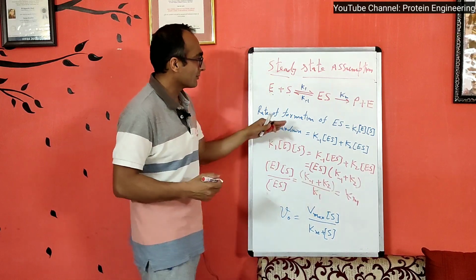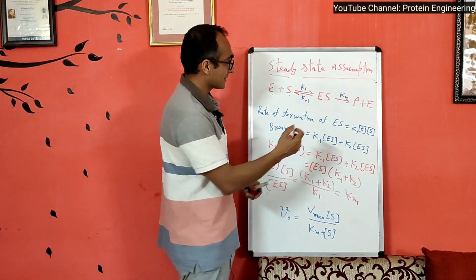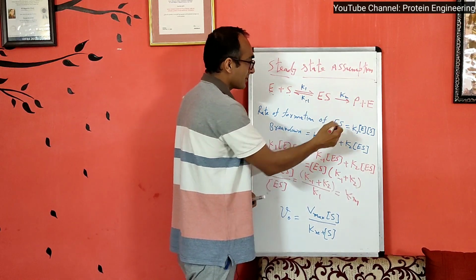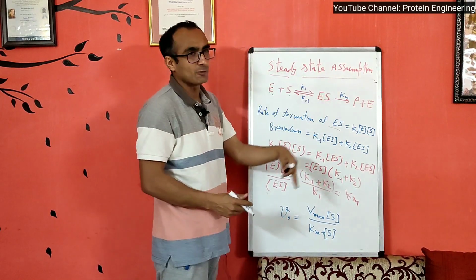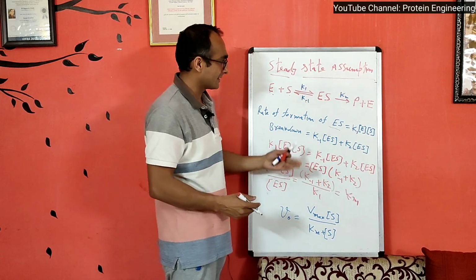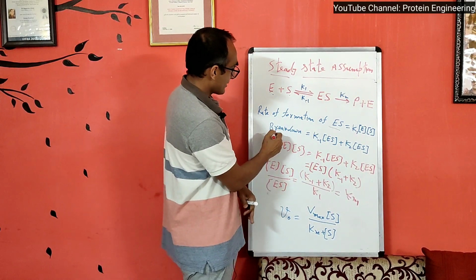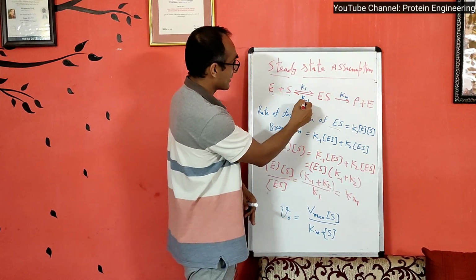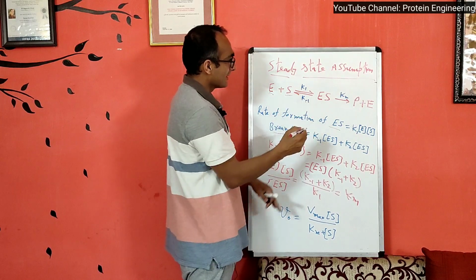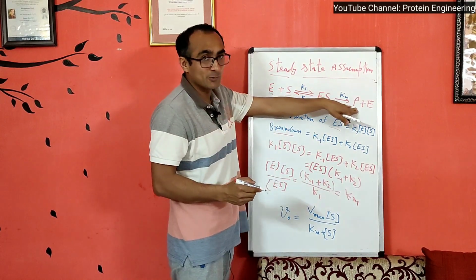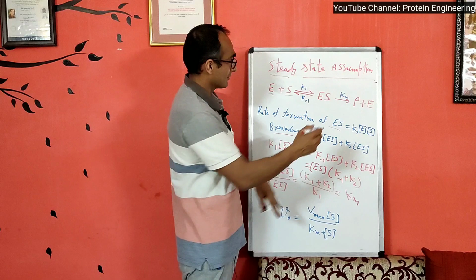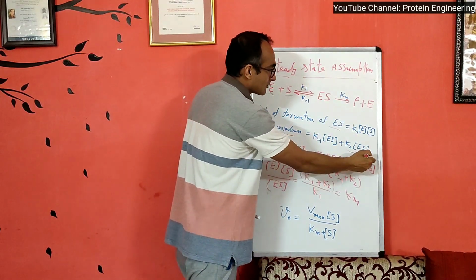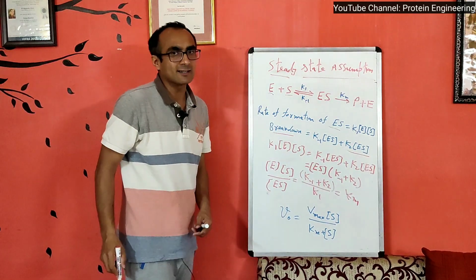So the rate of formation of ES complex as per this hypothesis would be K1 E S. This is the rate of formation, and because ES complex formation remains at a steady state, it means the breakdown would be equal to the formation. So the rate of breakdown will be equal to K minus 1 ES, and because at the same time it is breaking down into product also, plus K2 ES. So this is the difference which was considered by Briggs and Haldane.